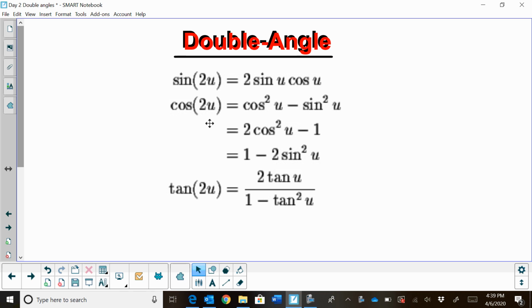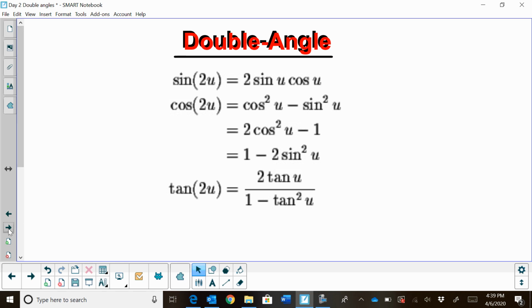Cosine of 2u actually has three different forms. The first one is cosine squared u minus sine squared u. Second one is 2 cosine squared u minus 1. And the last one is 1 minus 2 sine squared u. Now notice all the formulas have single angles in them. So what you're going to do is take this double angle, halve it, and half of that angle is going to be in your formula. Then the tangent of 2u works like this: it's 2 tangent of u, which is half of this angle, over 1 minus tangent squared of u.